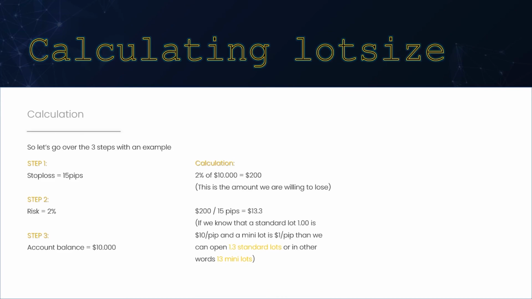If we know that a standard lot is $10 per pip and a mini lot is $1 per pip, then we can open 1.3 standard lots, or in other words, 13 mini lots. So for every pip that price moves, our account equity will go up or down by $13.3. We know this can be a little bit challenging in the beginning, but the more experience you gain, the easier it will be. Another way is using special calculators that make the calculation for you.